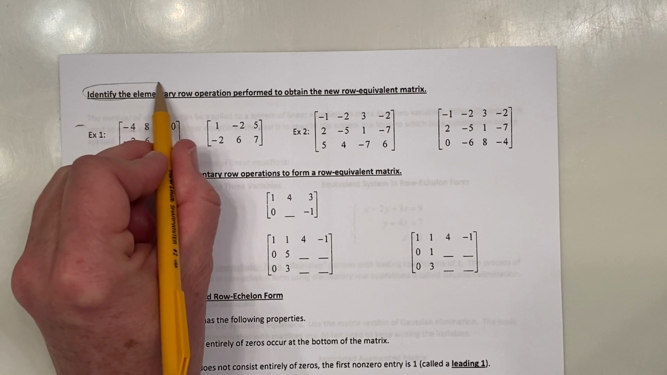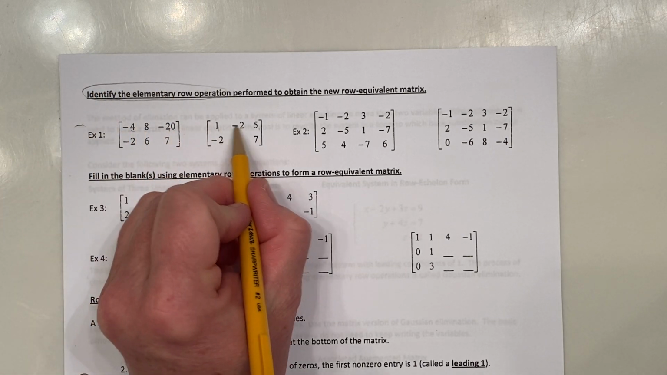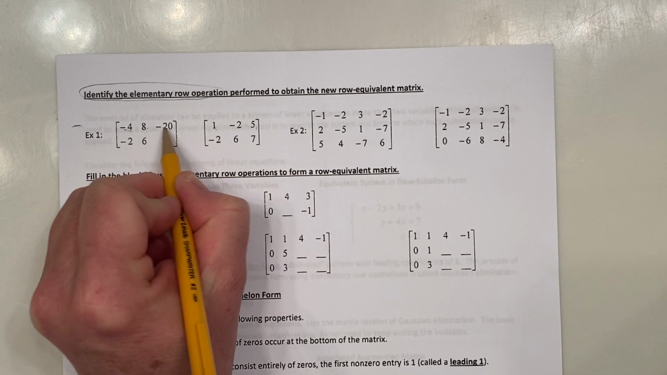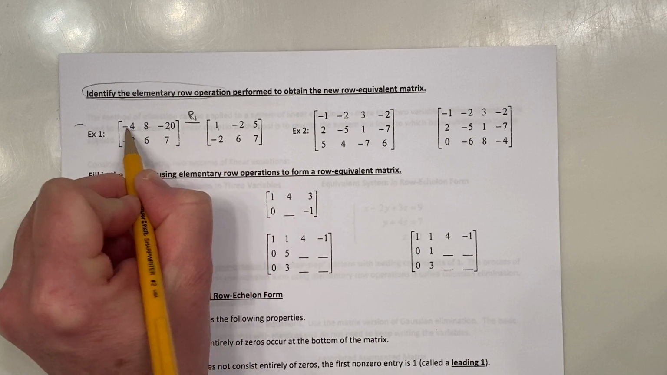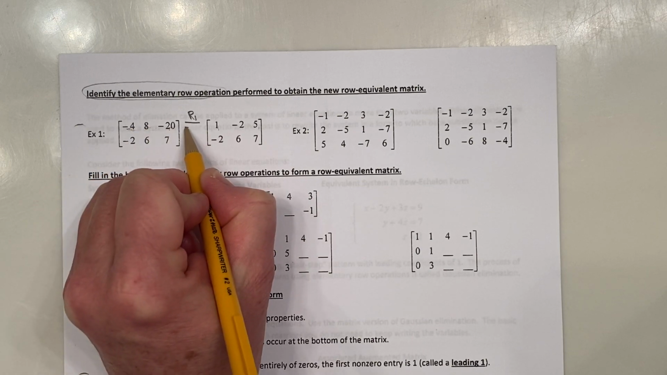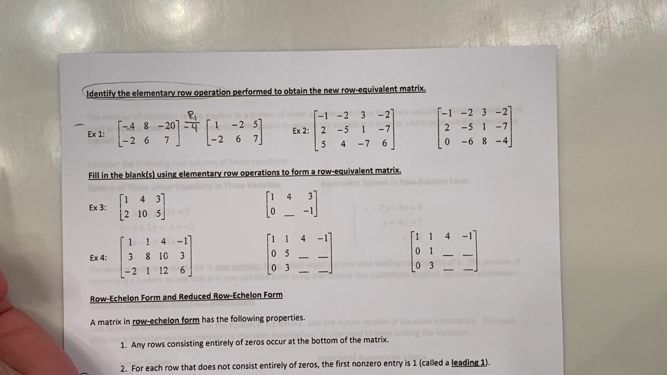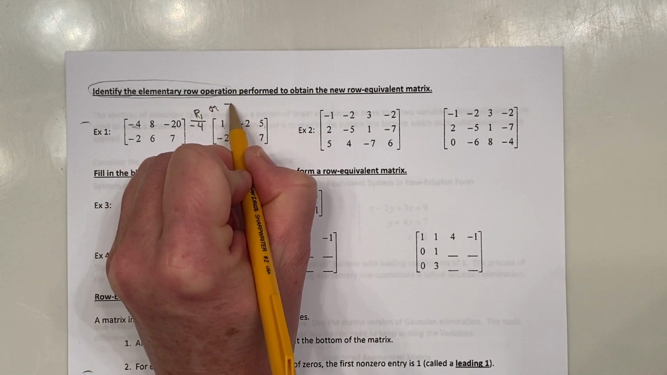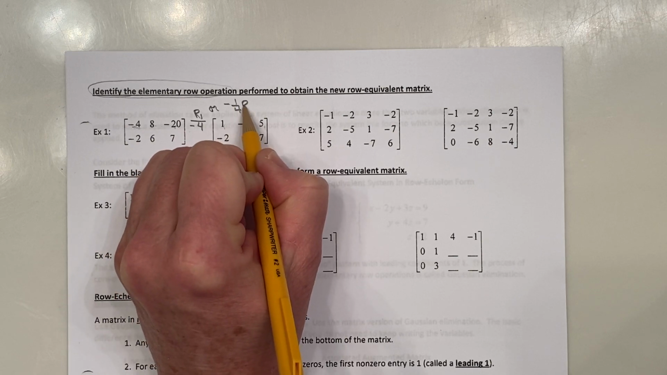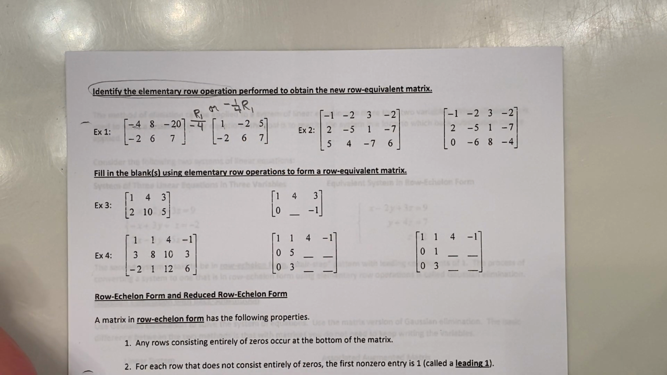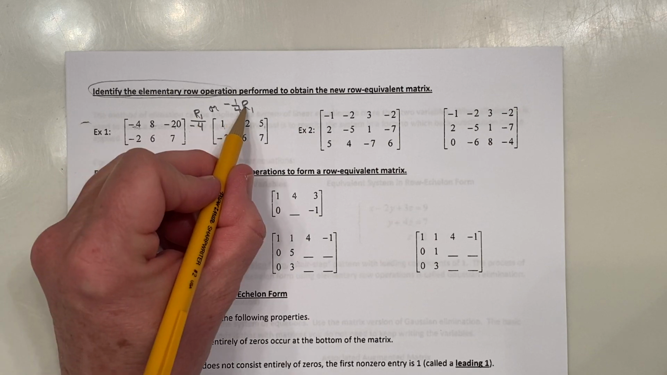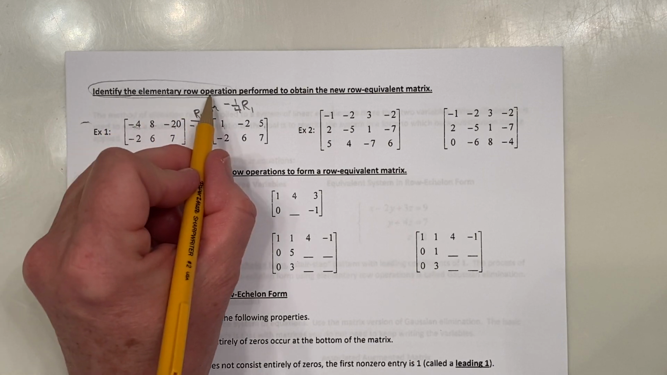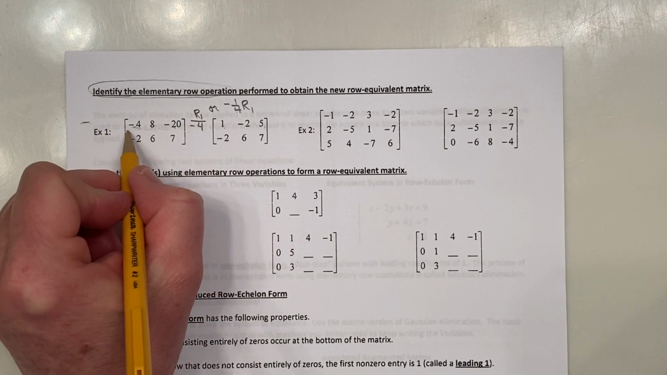So how do I identify that? Well, I'm coming over here, and in front of this row that changed, I'm going to say in the original matrix, I'm taking row 1 of the original matrix, and I'm dividing by -4. Or another way to say that is, it's -1/4 times row 1. So dividing by -4 is the same thing as multiplying by -1/4. So we just identified the change that needed to take place to go from this top row to this row.